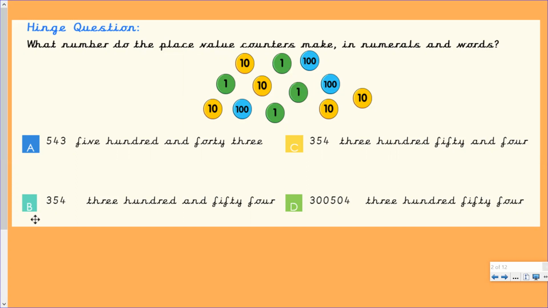Okay, let's look at our options to see which one represents 354. So we've got option B, 354, and option C, 354. We need to now look at the way they are written in words to see which one's correct. So this says 354. This one says 354. So option B is correct.